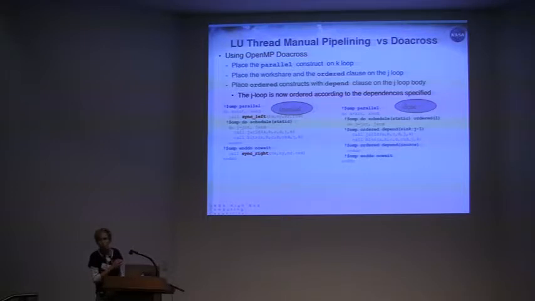Now, the same thing I've just explained can be done using the Doacross support that's now available. We see the two code snippets side by side. On the left side is the manual implementation, which calls these ugly red routines, sync left and sync right, that we do not want to show. Whereas with the Doacross support, you can put your parallel on the outer loop, just like with the manual version, but then you can place this ordered construct.